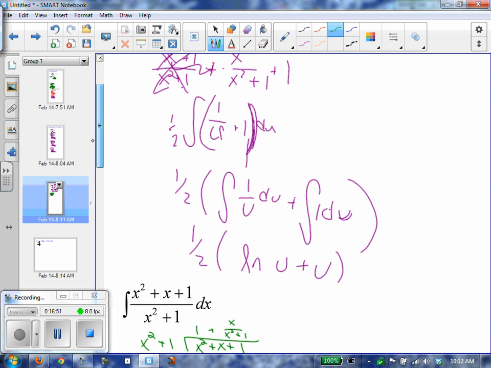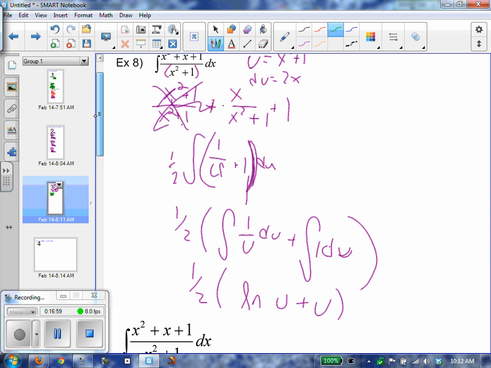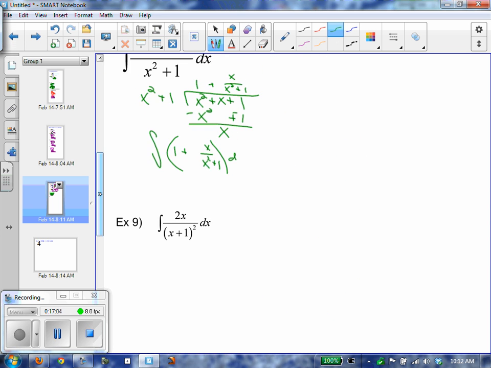The difference here is I haven't done my u substitution yet. See how this is the same as what you guys had so far? I'm breaking this up, and everything's still dx. So this is the integral of 1 dx plus the integral of x over x squared plus 1 dx. I still have not done a u substitution.